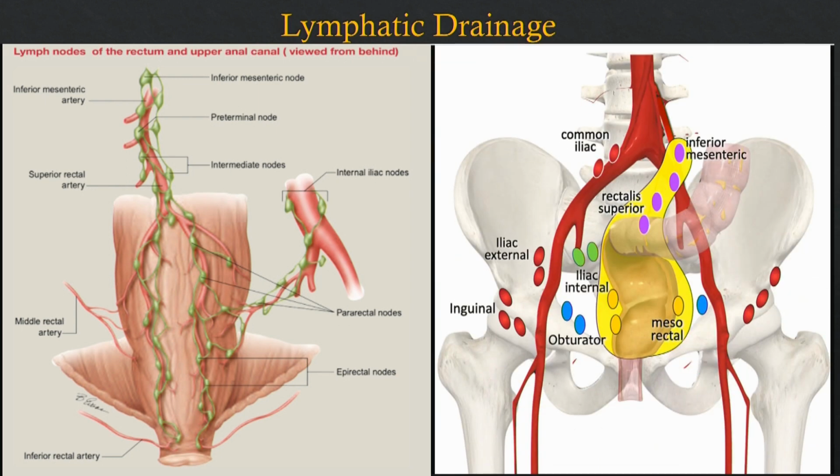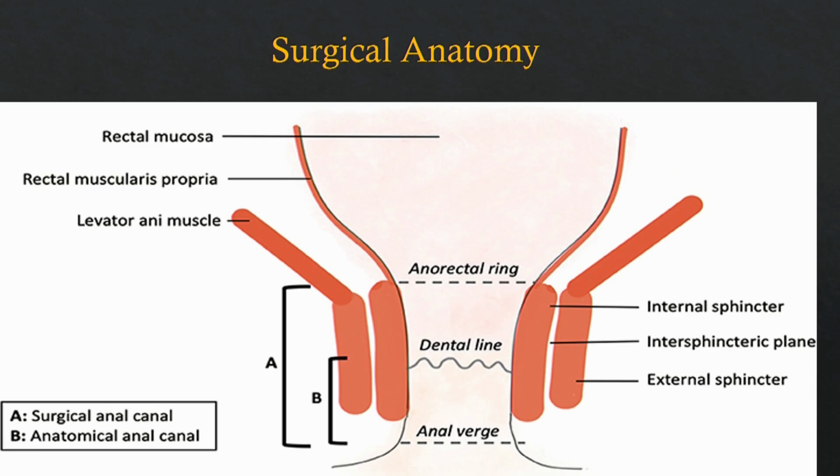The nodes shown in yellow are considered the regional nodes for rectal pathologies, including the mesorectal, superior rectal, and inferior mesenteric nodes. The lateral group of nodes includes the obturator and the internal iliac. The ones shown in red are considered the distant metastatic nodes in rectal cancers, which include the external iliac, common iliac, and inguinal nodes.